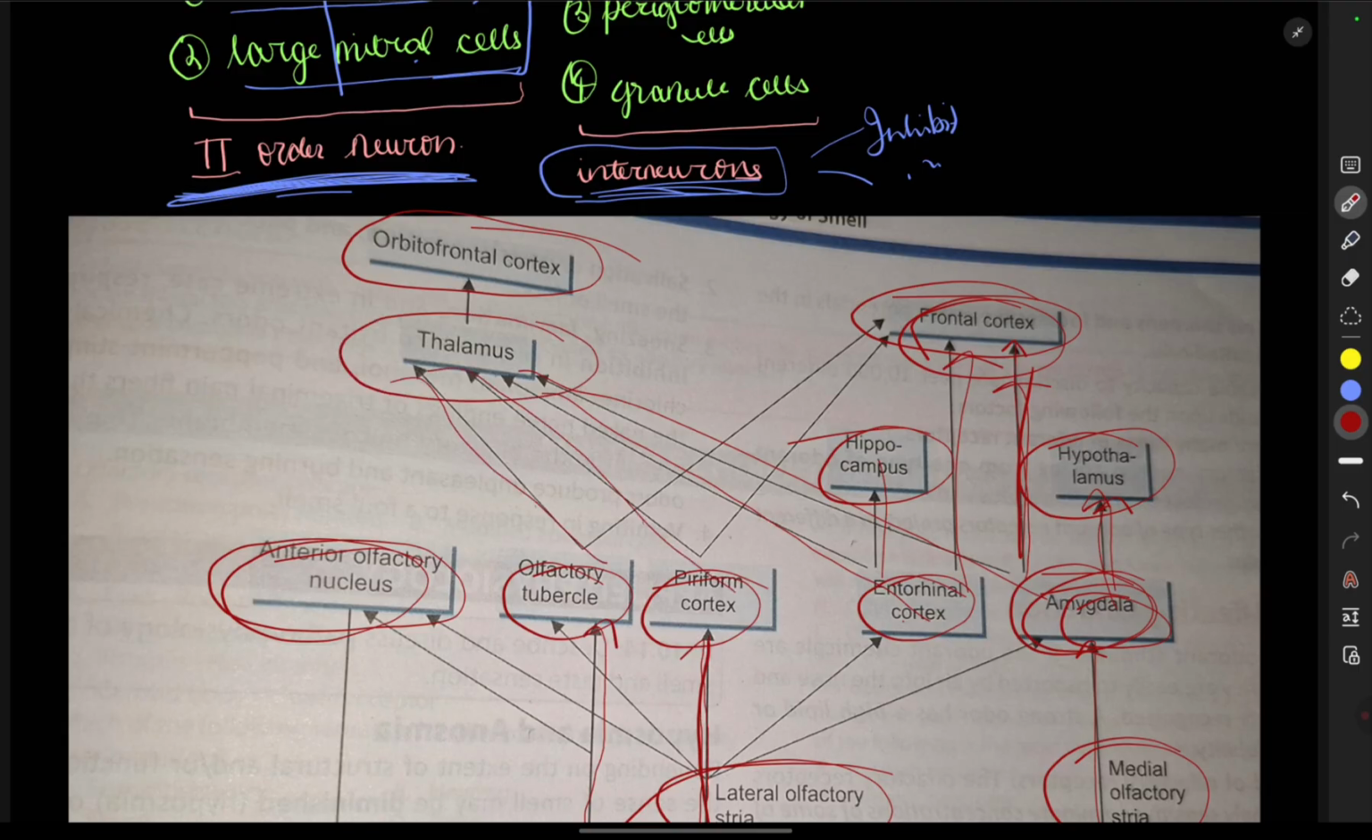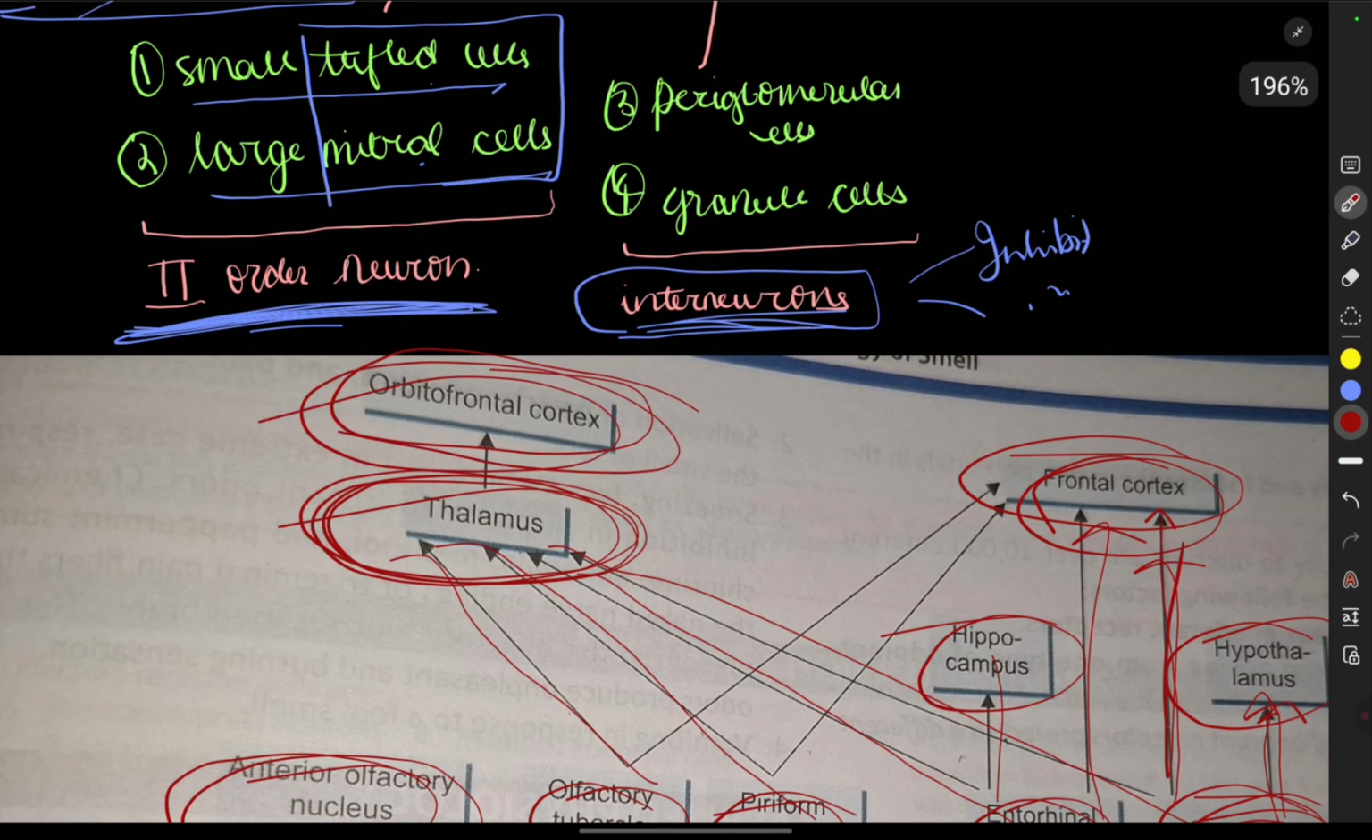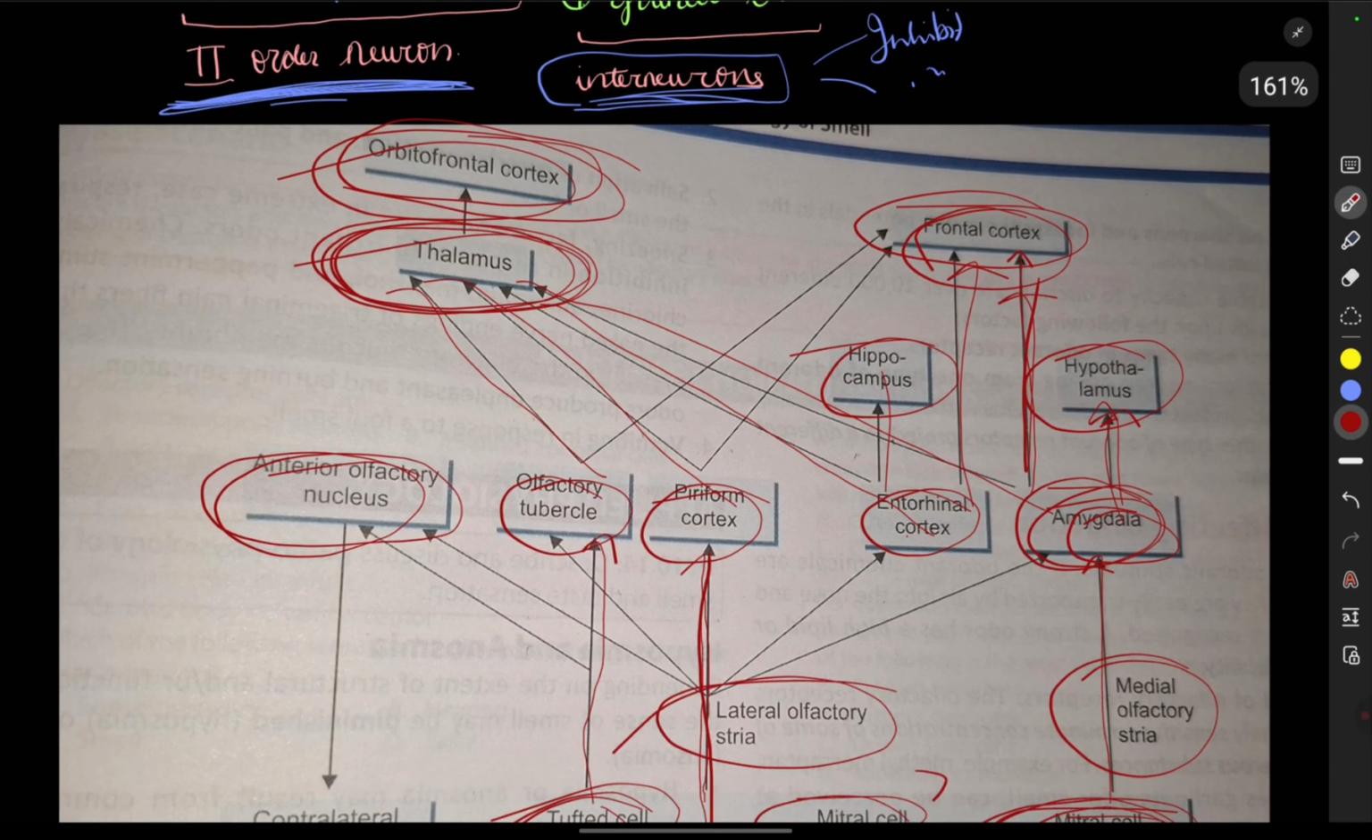And see, from the amygdala, from the entorhinal cortex, from the piriform cortex, from the olfactory tubercle, it is sending to the thalamus. It is going to the thalamus and finally to the orbitofrontal cortex. But we have to note one very important thing: the anterior olfactory nucleus doesn't pass to the thalamus, while all the others do, but this does not.